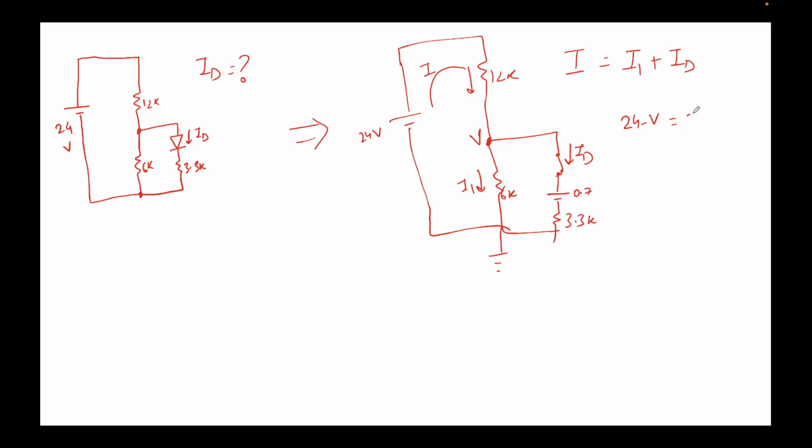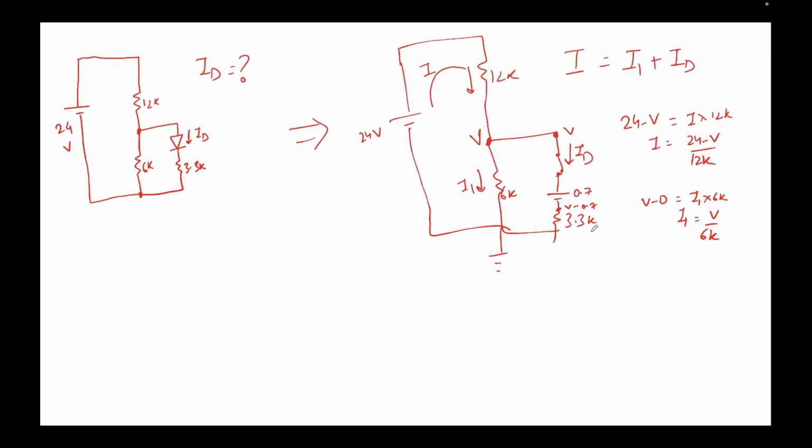Current through this resistor is I into 12K. So we'll get I equal to 24 minus V over 12K. Now apply Ohm's law across this resistor. We'll get V minus 0 equal to I1 into 6K. So I1, we got V over 6K. Again, this point is at V, and so this point will be at V minus 0.7 because there's a 0.7 volts drop across this voltage source.